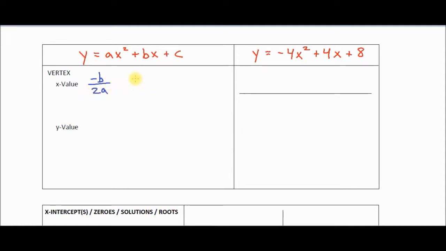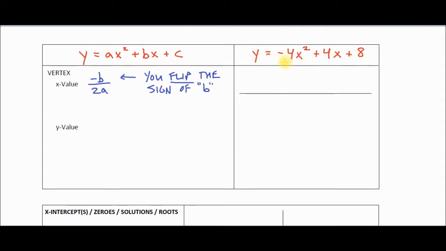Now, what's important about this is, I'm going to put a little notation here: you flip the sign of b. Let's put this in the underline. You flip the sign of b. So don't forget to do that. So let's take a look at our example.